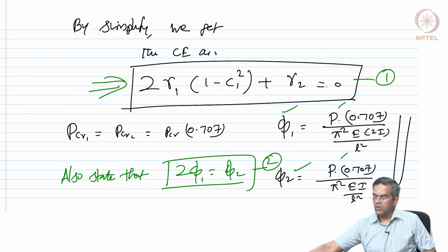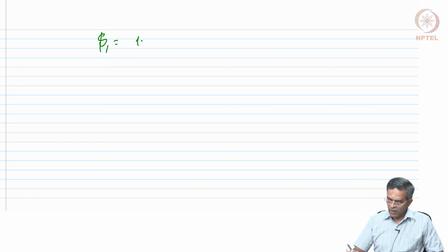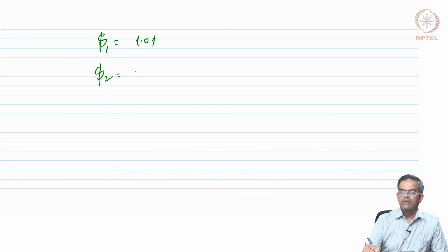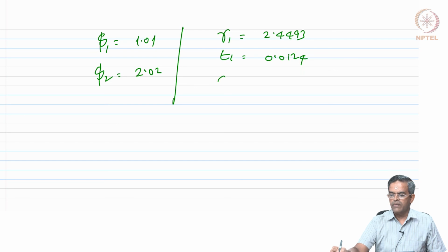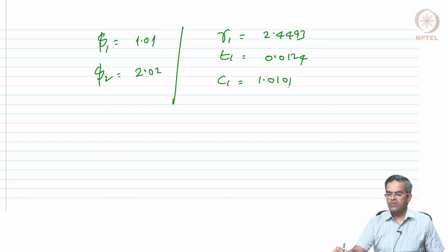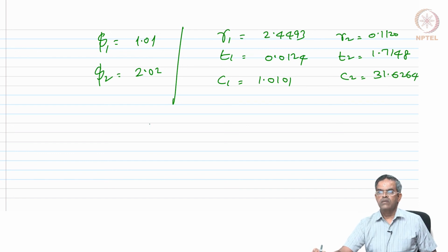So, I will write it here, I will close this, minimize this, these are charts being plotted. So, now I can write phi 1 is 1.01 and phi 2 is 2.02. For these values, we got R1 as 2.4493, T1 as 0.0124 and C1 as 1.0101 and R2 as 0.1120, T2 as 1.7148 and C2 as 31.6264.